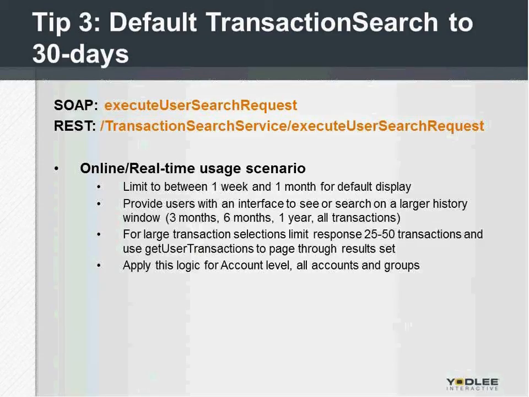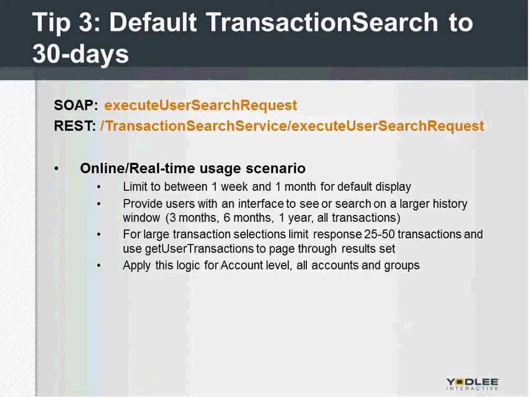And if you limit to 1 week or 1 month, your chance of getting a really fast response is going to be pretty good. Our next best practice is to provide your users with the ability to interface with the application and ask for more transactions as a subsequent action. An example would be, if they want to see more transactions, 3 months, 6 months, 1 year, or all transactions, or if they want to do an actual search, a text search, a date search, transaction amount search, you name it, to offer that as a subsequent action.